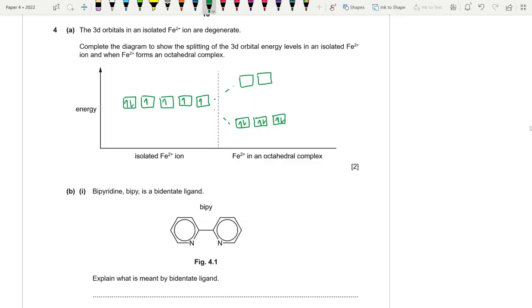So these were the marking points. 3d orbitals in the isolated Fe2 plus ion have the same energy; splitting into 2 higher and 3 lower d orbitals. Energy of non-degenerate d orbitals in the complex is more than the degenerate d orbitals in the isolated ion. What do they mean by this? Energy of the non-degenerate d orbitals in the complex are more than the degenerate d orbitals in the isolated ion. Do they mean both? I just need to check for a bit.